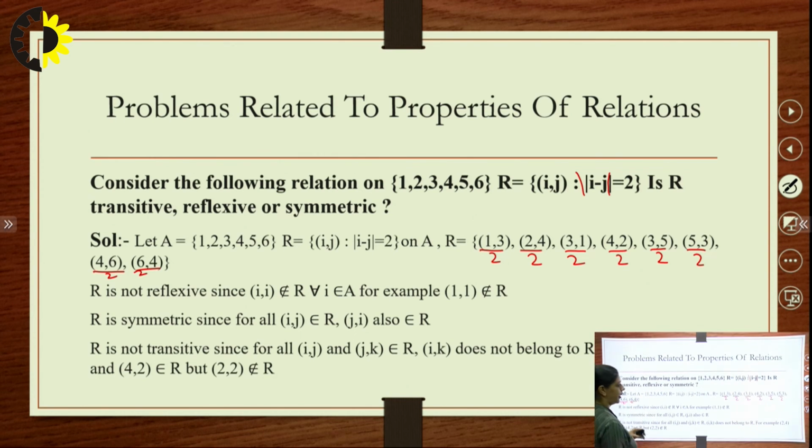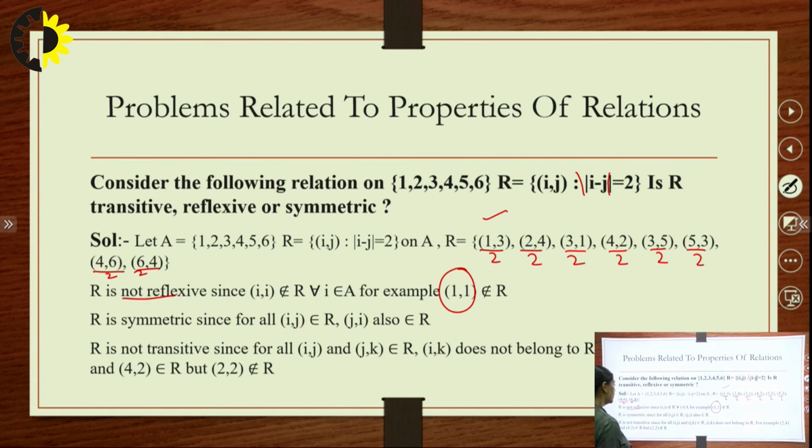R is not reflexive because a number related to itself is not present in this relation. For example, (1, 1), (2, 2), (3, 3), (4, 4) are not elements of the relation. So it is not reflexive.